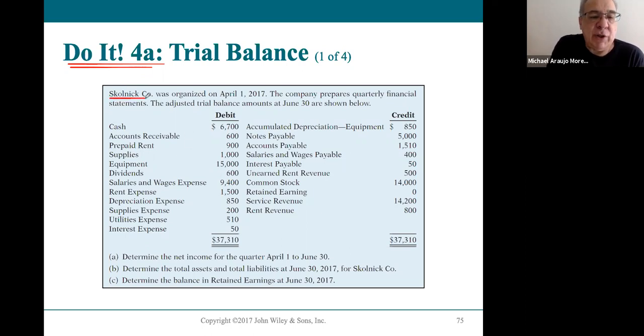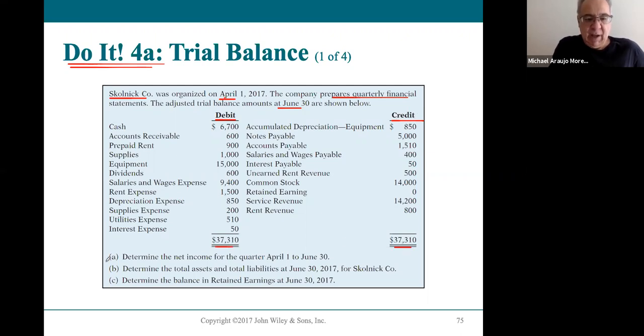This company was just started on April the 1st, and it prepares a quarterly report. It doesn't do a monthly report, it does a quarterly report. A quarter is a 3-month period. So this is all of April, all of May, and all of June. So at the end of June, which is June 30th, those are all the accounts with debit balances listed here. These are all the accounts with credit balances listed here. Their adjusted trial balance clearly is balanced.